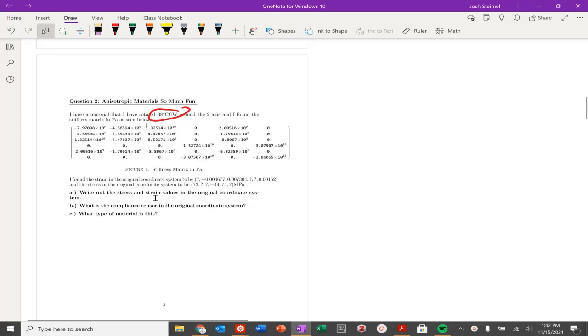I then measure some strain and stress in the original coordinate system to be this, this, and this. We're supposed to write out the stress and strain values in the original coordinate system. What is the compliance tensor in this original coordinate system? What type of material is this?